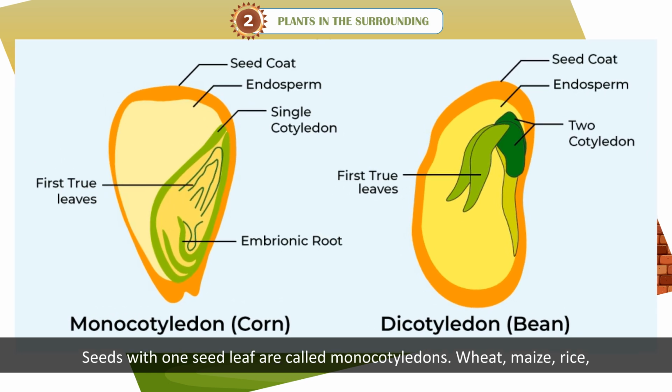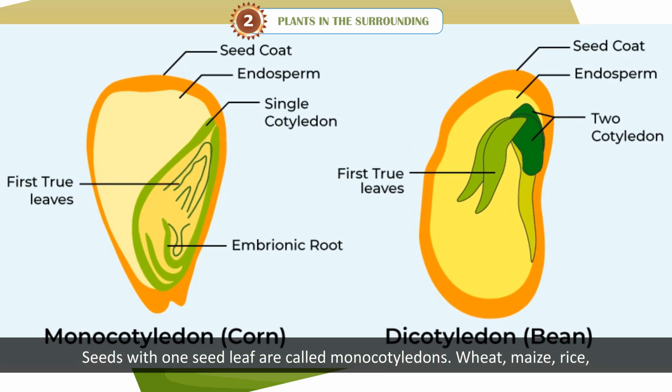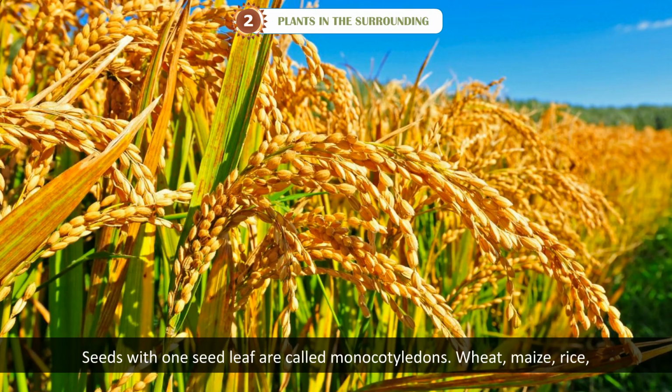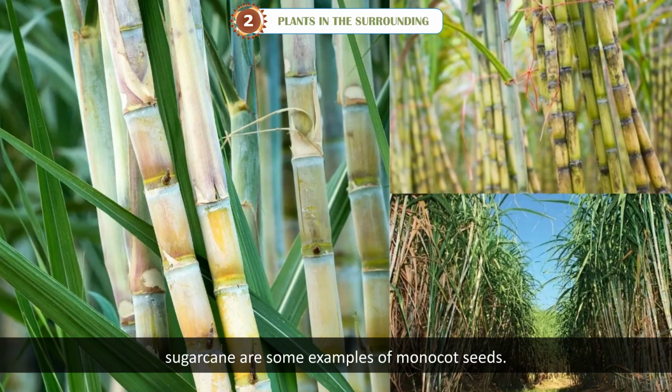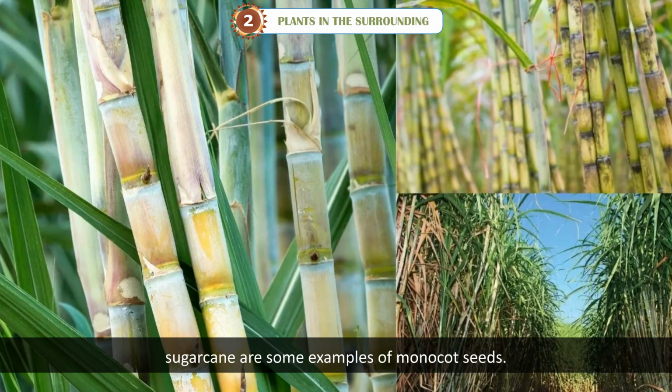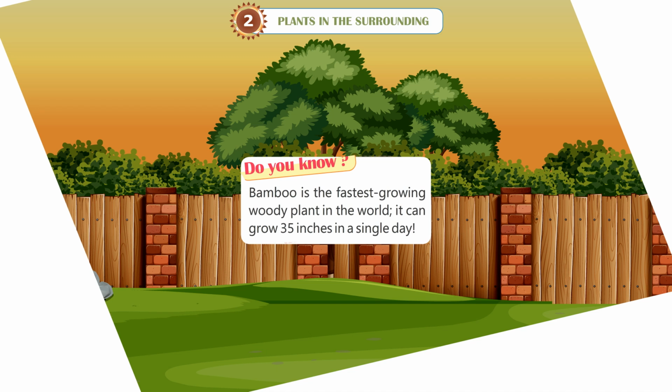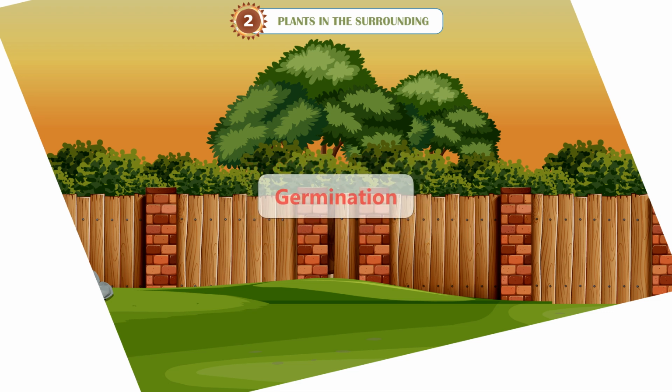Seeds with 1 seed leaf are called monocotyledons. Wheat, maize, rice, sugarcane are some examples of monocot seeds. Do you know? Bamboo is the fastest growing woody plant in the world. It can grow 35 inches in a single day.